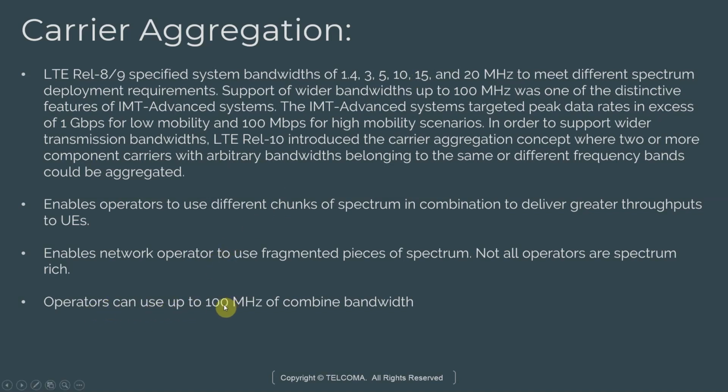Operators can use up to 100 megahertz of combined bandwidth, which is huge. Given that 100 megahertz is like combining five 20 megahertz LTE carriers. Roughly, on a 20 megahertz carrier, you can get up around 300 megabit per second max speed. So imagine if you had five of those, right? You are already at 1.5 gigabit per second of throughput, which is pretty huge, right? So that's the advantage of carrier aggregation.